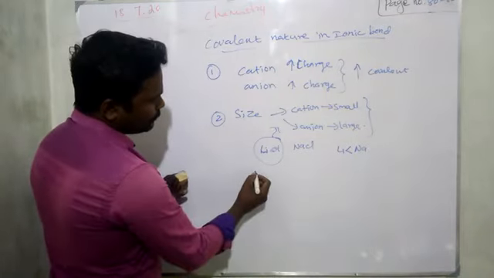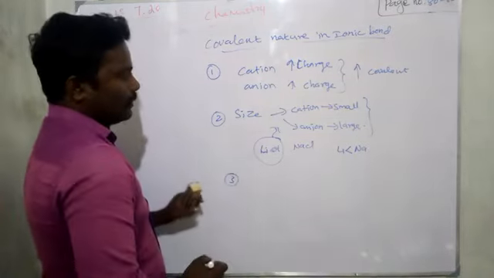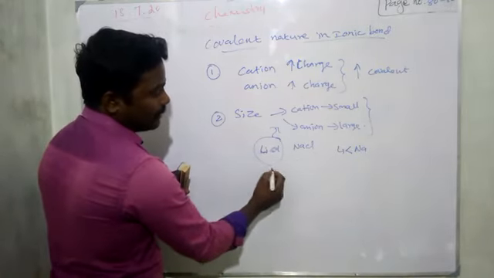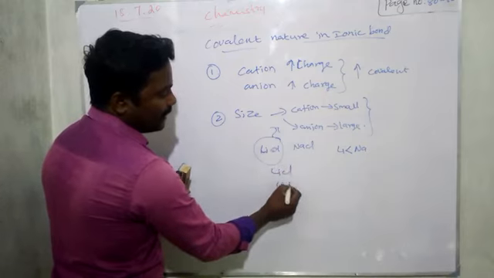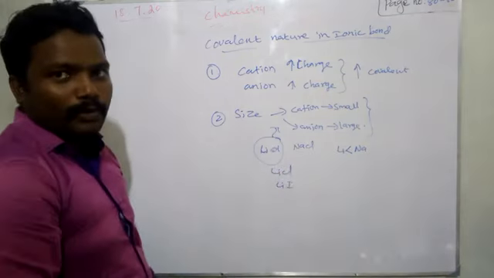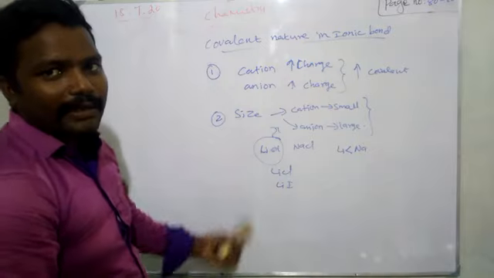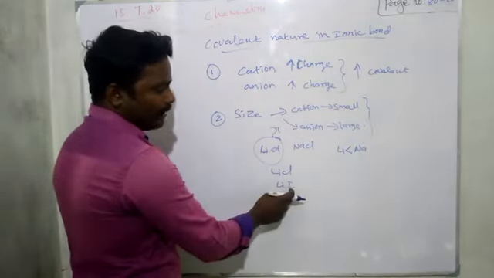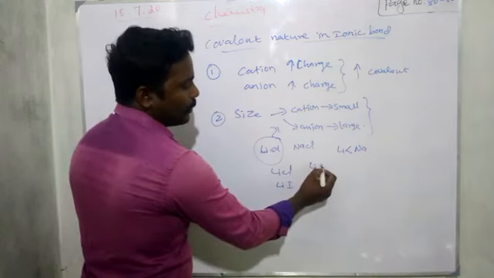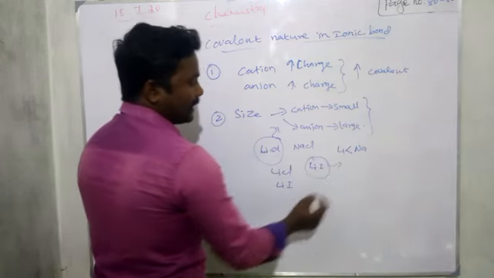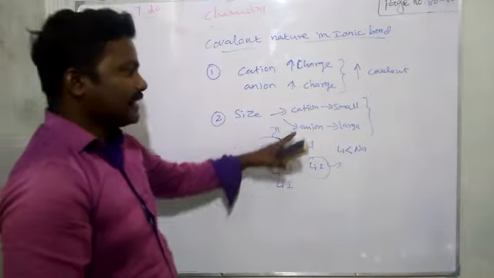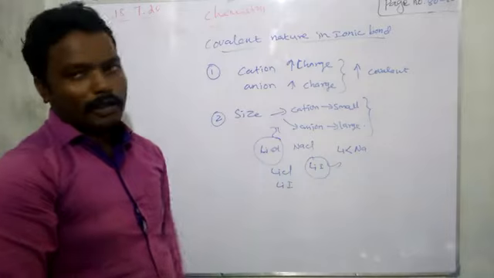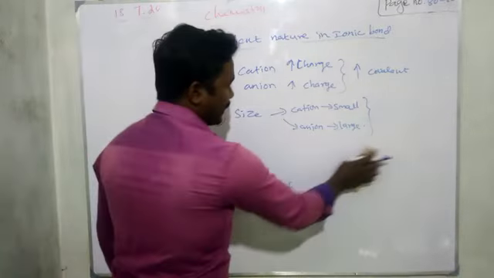Then the third point. Here we compare the anion size. Lithium chloride is compared with lithium iodide. The anions are different and the cations are the same. Chlorine has a smaller size than iodine, so lithium iodide will have more covalent character because iodine has a larger size. For the anion, the size should be larger to get more covalent character.